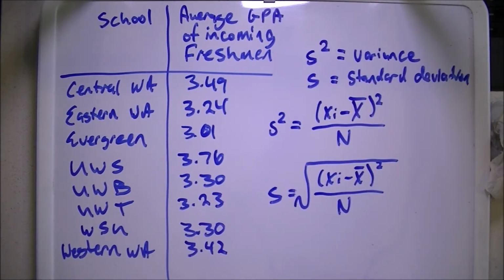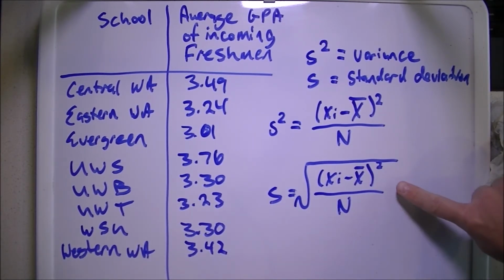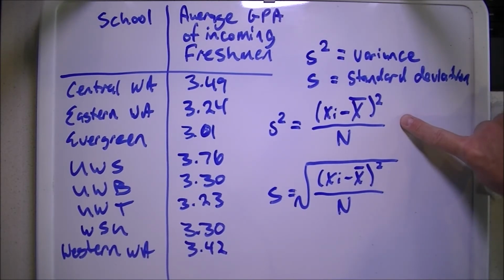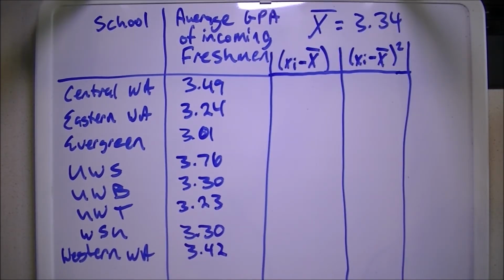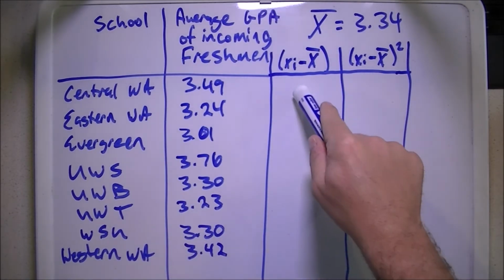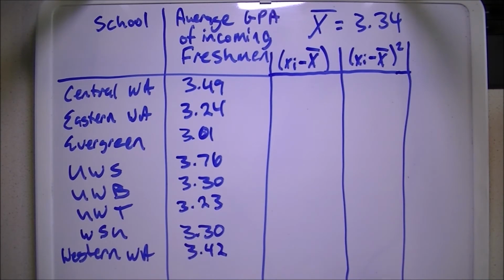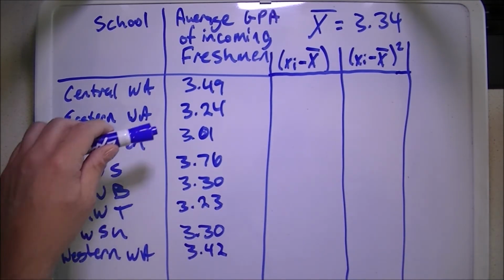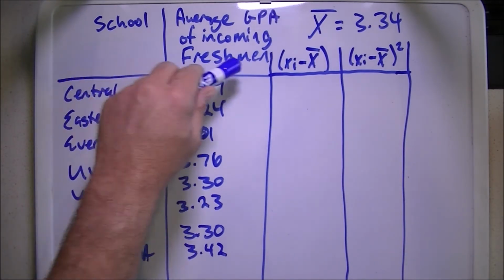Variance and standard deviation are a bit more complex, as you can see from the formulas. The only difference between the two is that you take the square root for the standard deviation and you don't for the variance. First, we find the mean. I did this earlier and found that the mean is 3.34. Next, we have to calculate the deviations, and this is the deviation column. The deviation is each score minus the mean.